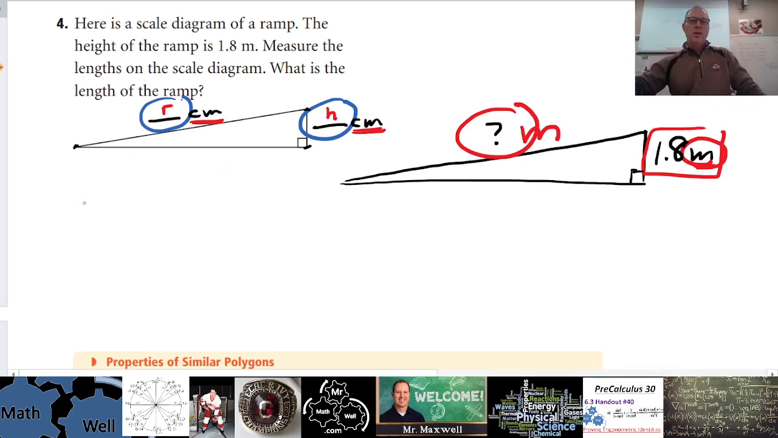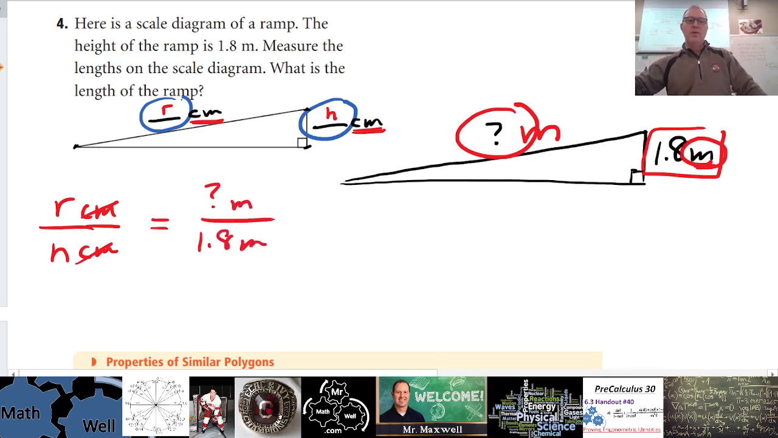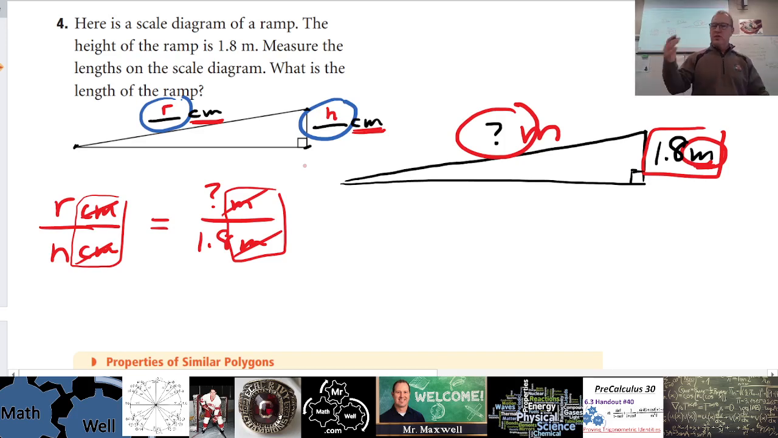So it's okay to have R over H, let's say, because these are both centimeters. You see that? So when you divide these, those centimeters are gone. It's like 1 over 1, so it doesn't matter. Over here, this is going to be question mark in meters over 1.8 meters. So those will be gone too, but you have to be able to cancel them out, so they should be the same. Okay? So I had a question about the units, and again, as long as you're consistent.